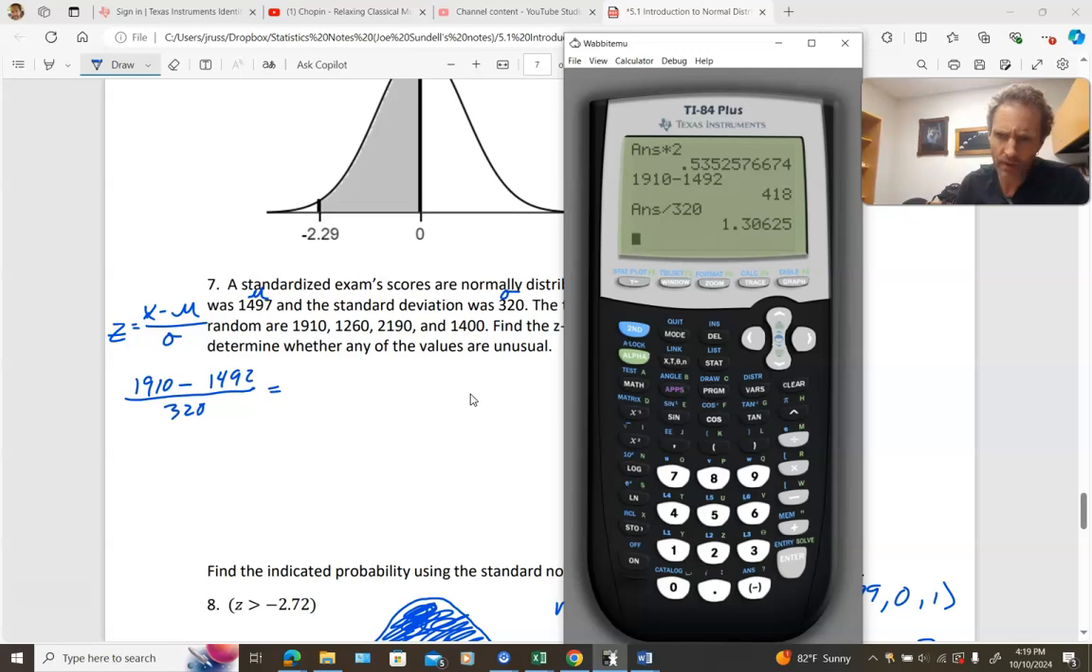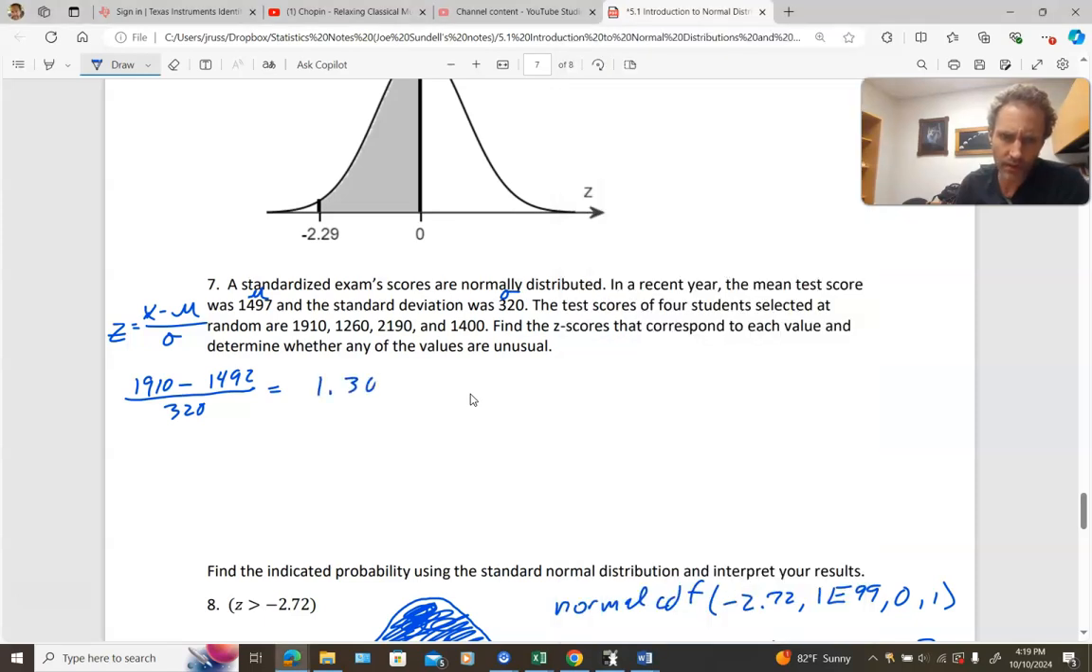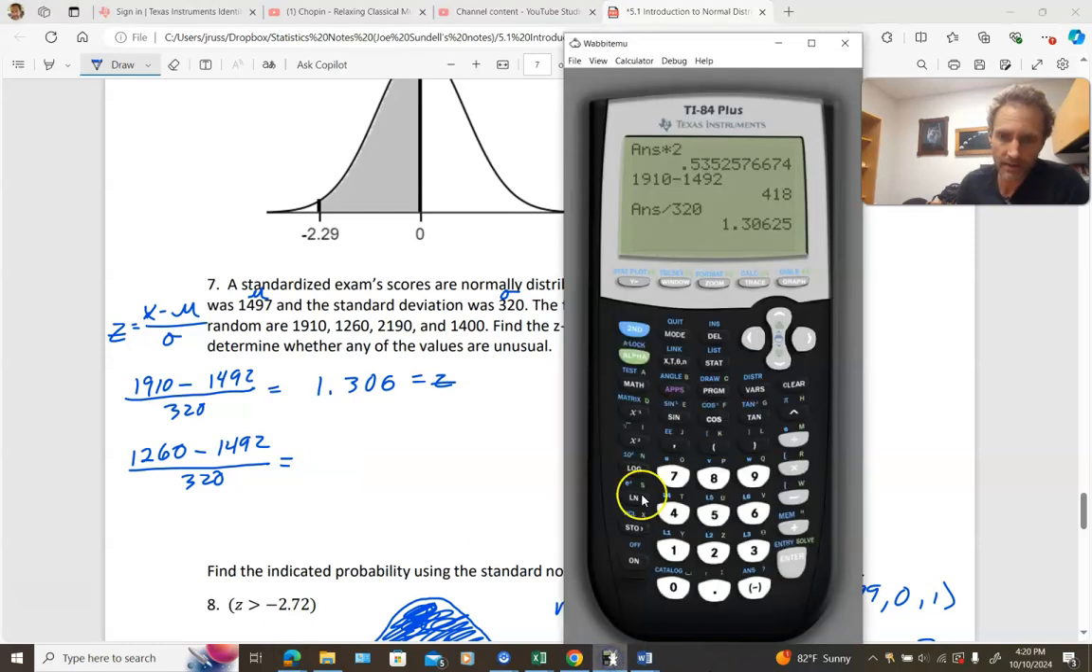So I'll say 1.306 equals z. Okay. And then we'll do the same thing for the next one. A score of 1260 minus the same mean divided by the same standard deviation. Now, since this raw score is actually less than the mean, we should be expecting a negative z-score.